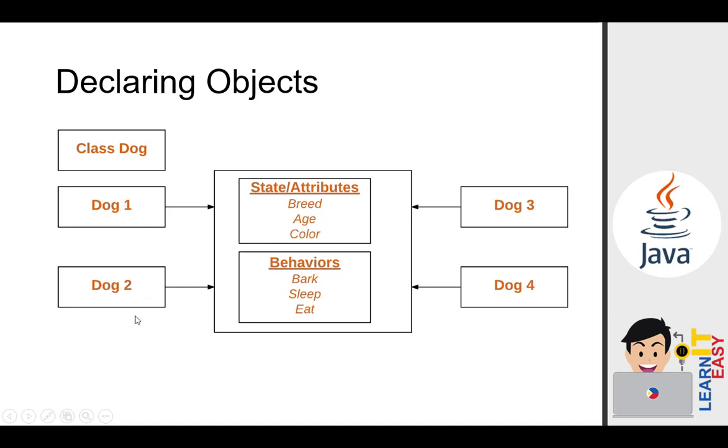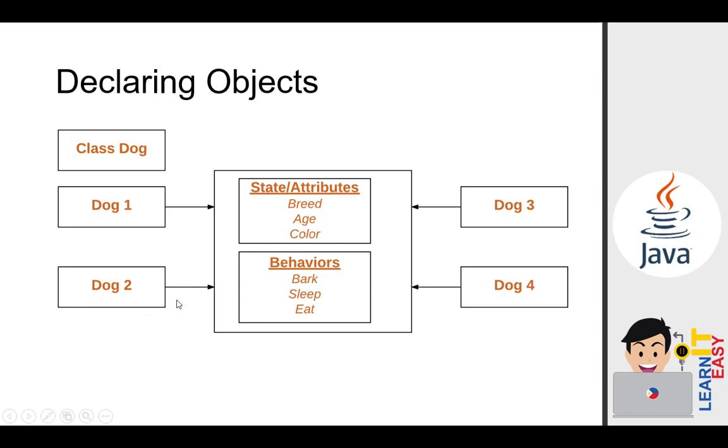So, kunwari, dog1, dog2, dog3, dog4, yun yung analogy ng mga objects dun sa ating class Dog. Ngayon, bawat isa sa kanila may sariling mga states at may sariling mga behaviors. So, si dog1 may sarili siyang breed, age, color, at si dog2 meron din siya sarili niyang ganon. Hindi sila pwedeng mag-agawan ng mga states or attributes, and also hindi sila pwedeng mag-agawan ng mga behaviors.